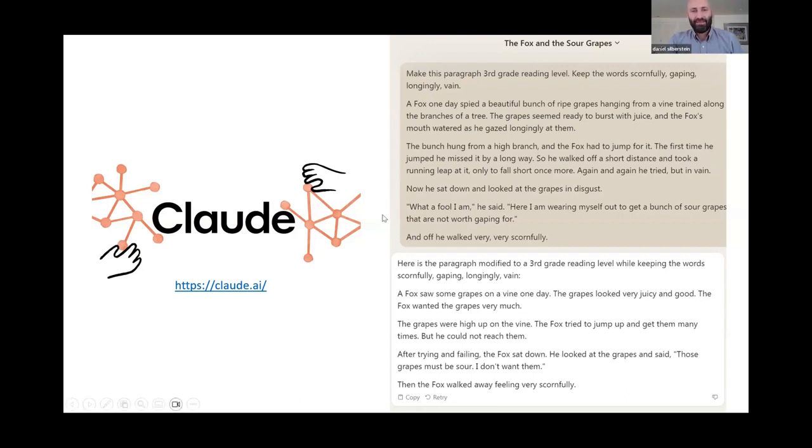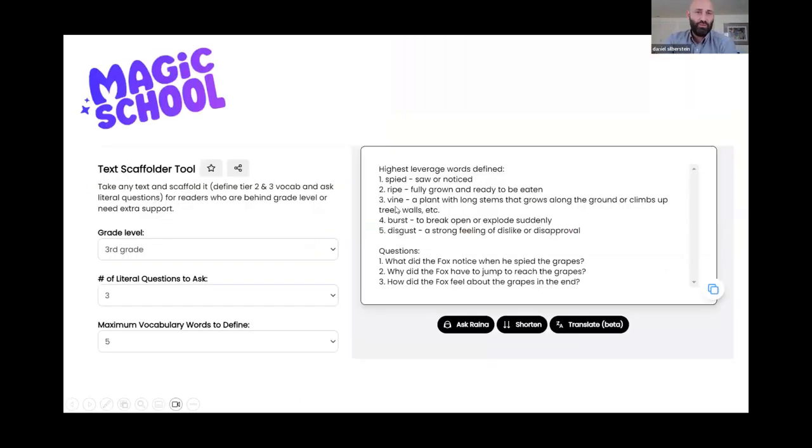And then Magic School is also another one, same sort of thing, right? You would scaffold the text. So again, I punched the same text into Magic School. I set the grade level that I wanted the text to be. And this also will come out with literal questions for whatever you want, so you can have the students answer questions. It also will talk about the vocabulary.